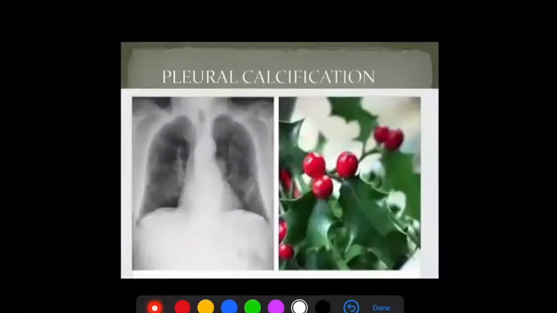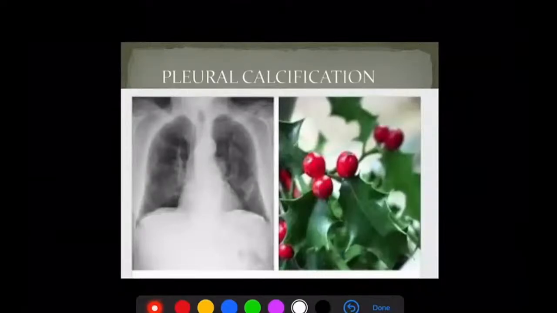What is this image? What is the name of this sign, seen with pleural calcification or pleural plaque? Pleural plaque is seen with which condition?